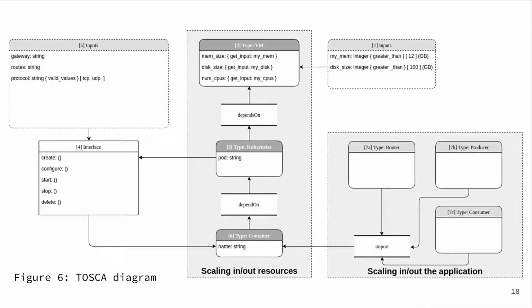As you can see in the right corner, for scaling in and out the application, you can see the different container types such as the router, producer and consumer, which run on top of the VM, which you can see in the center. So you can easily scale out the resources and thus also scale out the application by defining this in the Tosca diagram, which is then interpreted and orchestrated by the orchestrator.